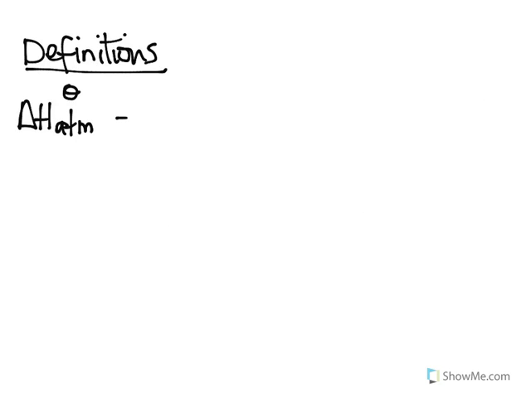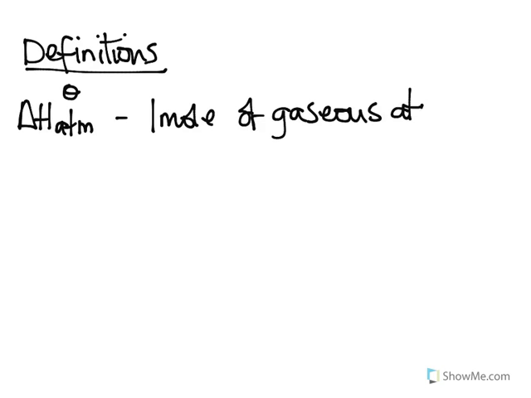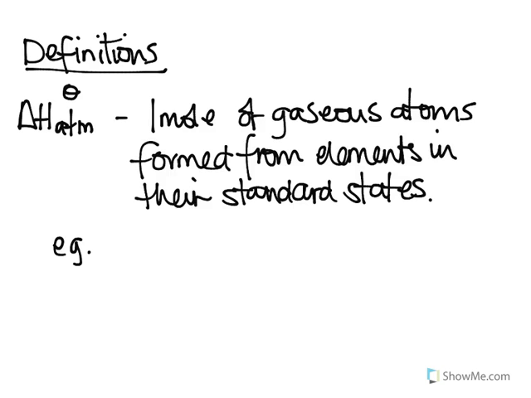So let's look at enthalpy change of atomization, and this is when 1 mole of gaseous atoms is formed from the elements in their standard states. And an example of an equation here would be when we take half a mole of chlorine gas and form 1 mole gaseous chlorine atoms.